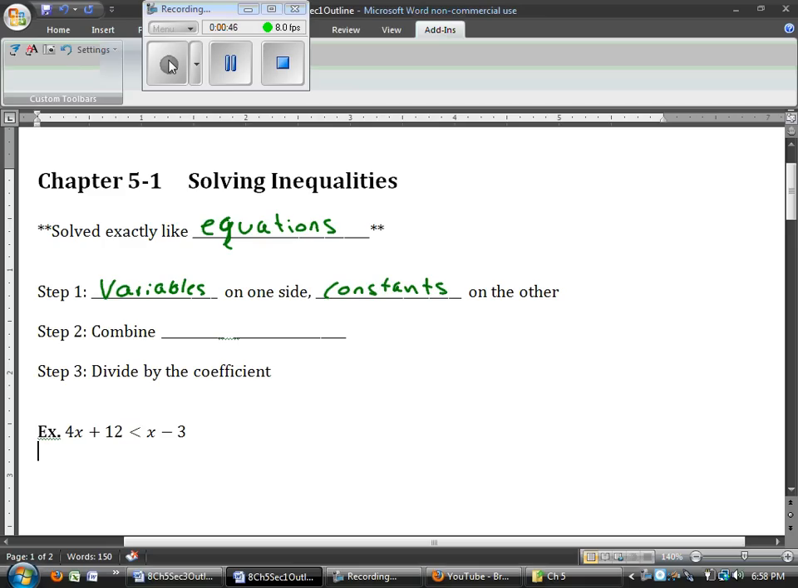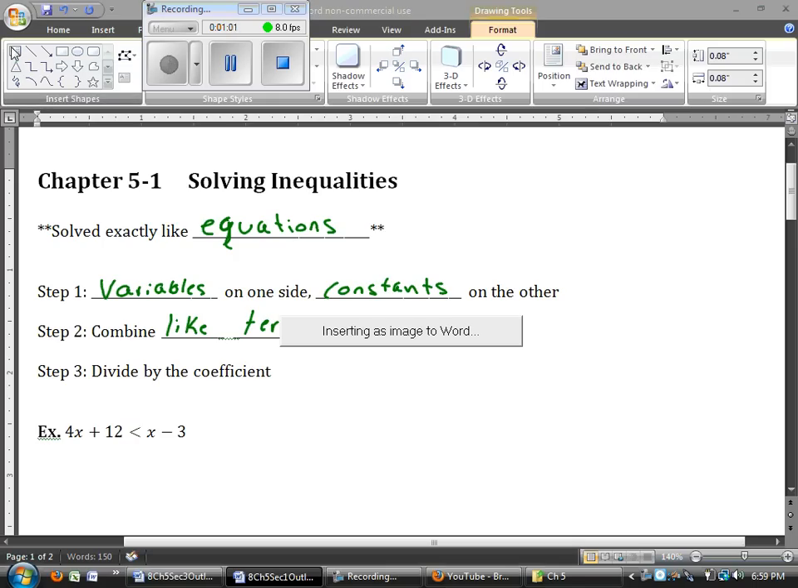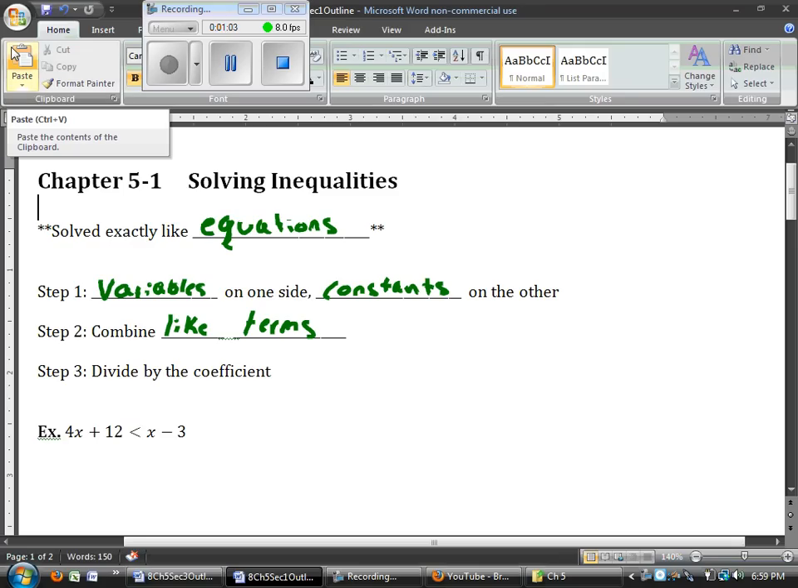Okay. Second step, we need to combine our like terms. And our third step is to divide by the coefficient as always. That's just getting our variable by itself. So that's nothing new here. Let's get all those put in. Sorry, hate that they bubble up like that. But if you need them, go ahead and rewind it.